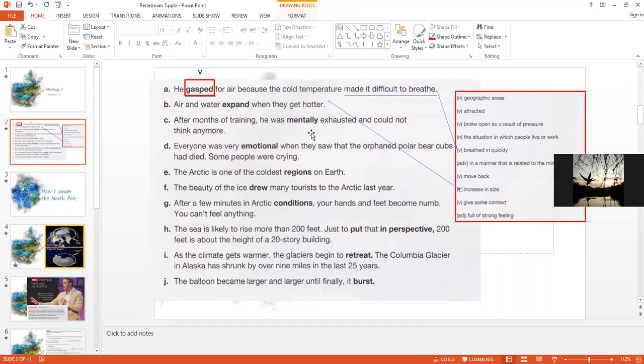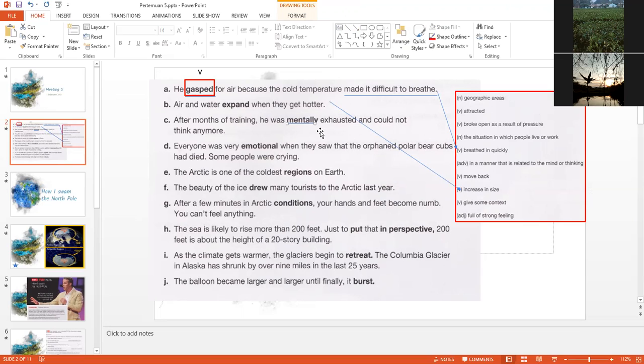Mentally. Next, number 3. Mentally exhausted. Dari kata mental. That's the exact. Adjective or adverb ini? Adverb, ya. Mentally, biasanya yang ada -ly ini adverb, kata keterangan. Berarti cari juga yang adverb di sini. So you get it. Which one? Yang mana tuh? Yang adverb? Yang ini kan?